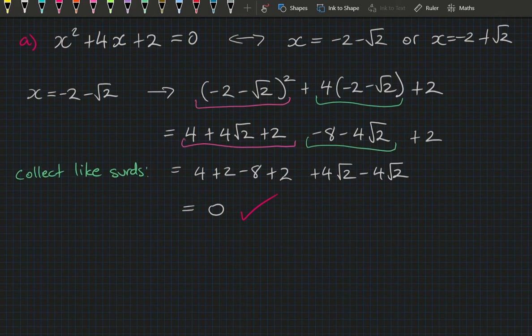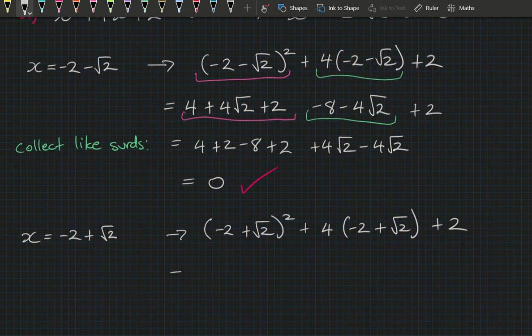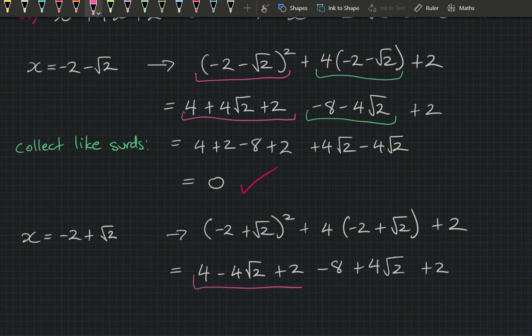And when x is equal to minus 2 plus the square root of 2, then subbing that into the equation, we get the square of minus 2 plus root 2, plus 4 times minus 2 plus root 2, plus 2. And that's equal to 4 minus 4 times the square root of 2 plus 2, minus 8 plus 4 times the square root of 2, plus 2. This part represents the square brackets and this part represents the multiplication of the 4 times a bracket.